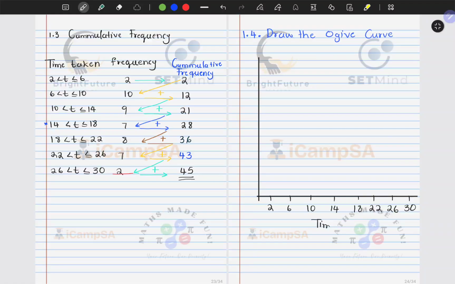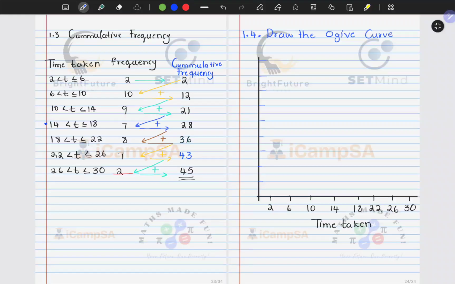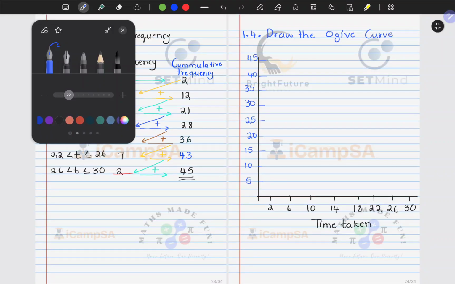And this here speaks to the time taken, okay? So they do mark these headings. So that's our time taken. Then let's figure out our scale on the vertical axis. So on the vertical axis, our scale is going to be 5, 10, and then 15, 20, then 25, 30, then 35, 40, and then 45. Okay. So with this in mind, we can now go ahead and plot our Ogive curve.